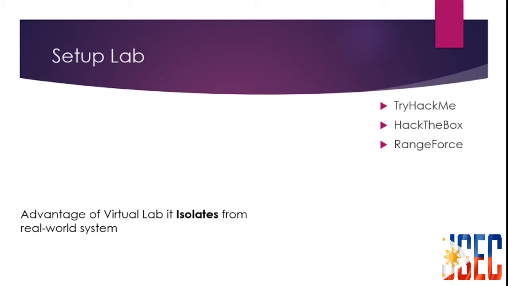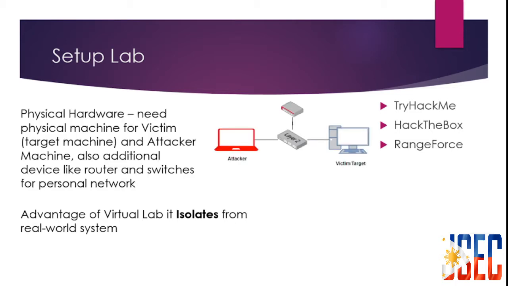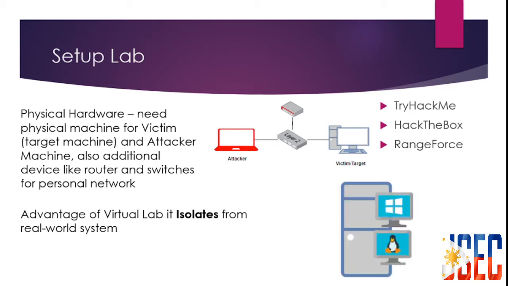The setup of a lab can be virtual, a physical device, or a mix of both. The main difference between the two scenarios is cost. However, both have their advantages and disadvantages. With physical hardware, you will need a PC to hold your target or victim machines and your exploitation OS tool or the attacker machine. You will also need additional devices like routers and switches to create a personal network that is completely isolated from the outside network.